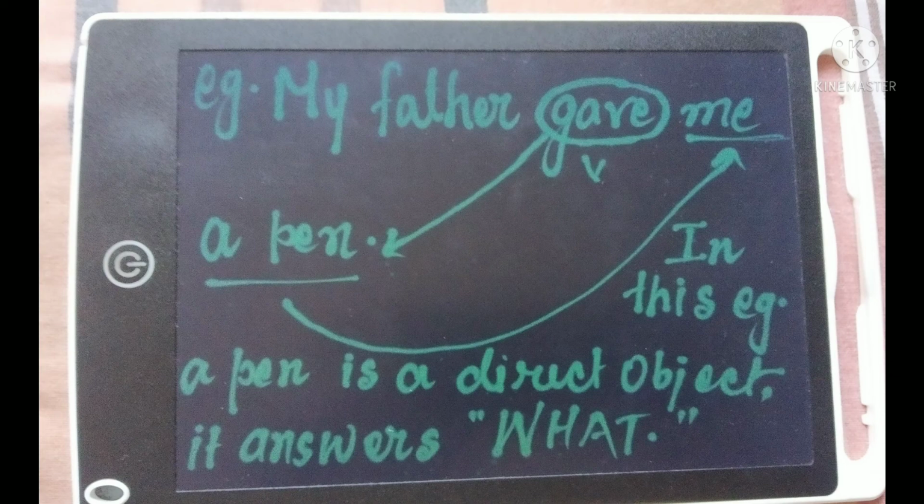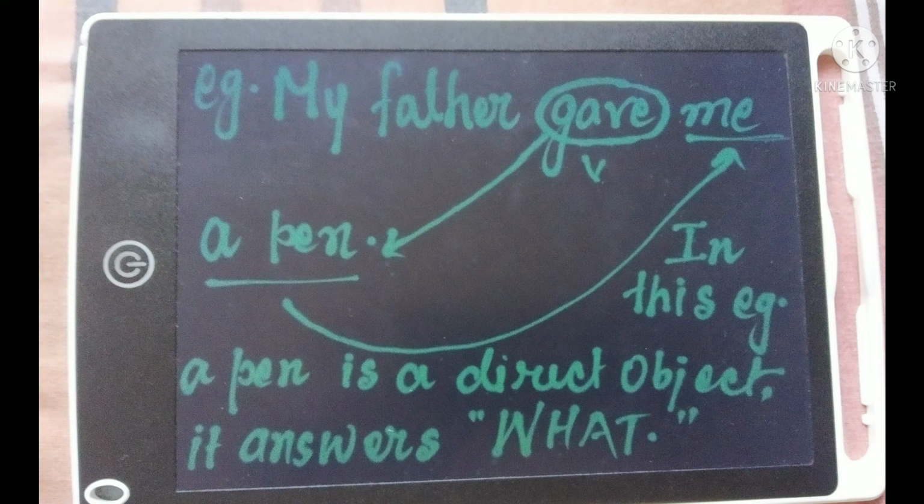So, gave is your verb. Ask the question from the verb, what, and the answer of what is a pen. My father gave what? My father gave a pen. So here, pen is an example of a direct object. Again, we are coming to the earlier clues or tricks to identify direct and indirect objects. I have mentioned in my earlier clips that the indirect object, me, here it is underlined, will come first, and the direct object will come last.